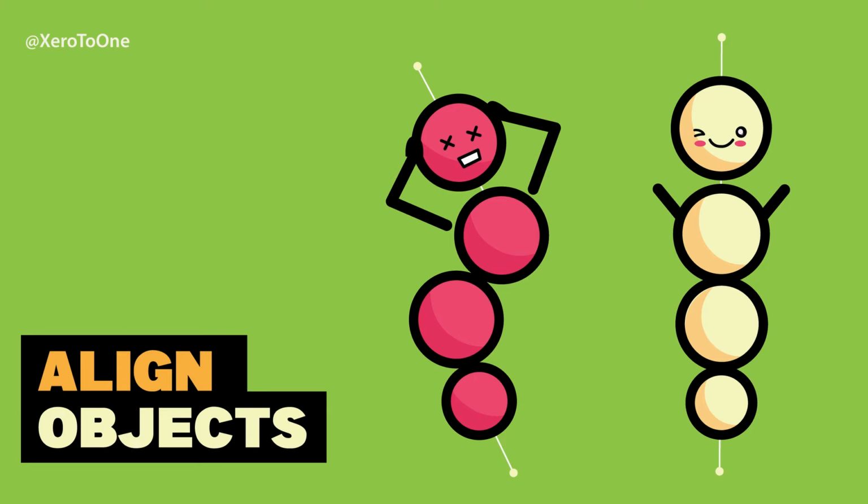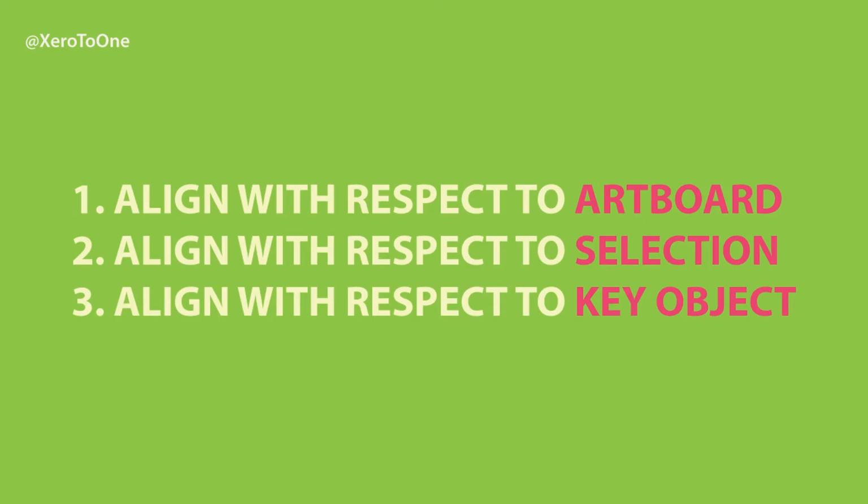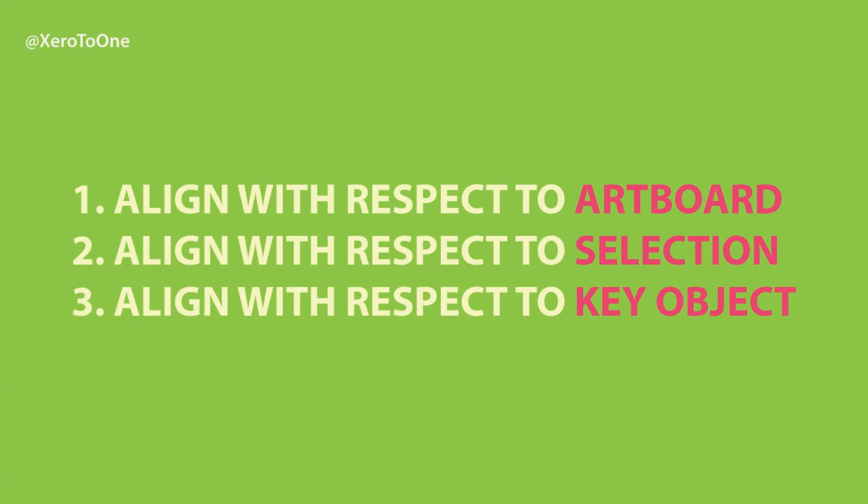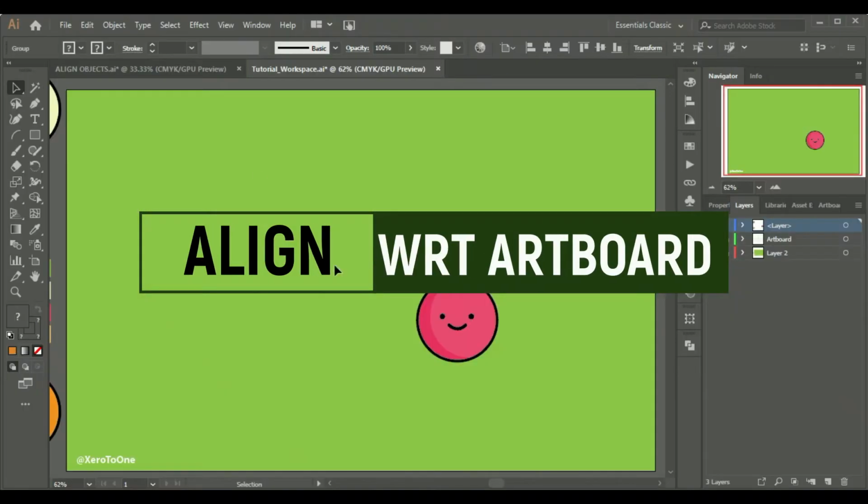Today we are going to learn a very important topic, and that is alignment in Adobe Illustrator. So let's get started. There are basically three types of alignment that we can do in Adobe Illustrator, and those are align with respect to artboard, align with respect to selection, and align with respect to key object. We will start with the first one, that is alignment with respect to artboard.